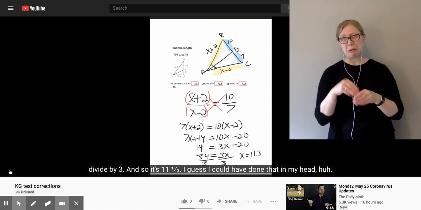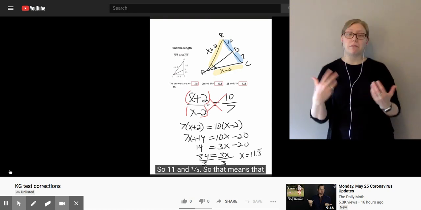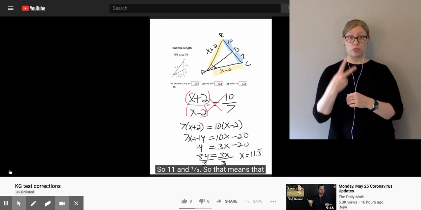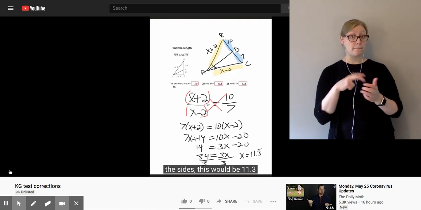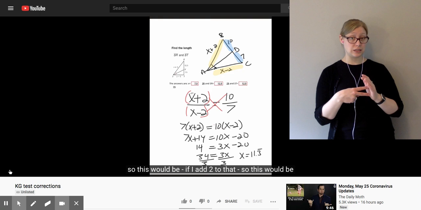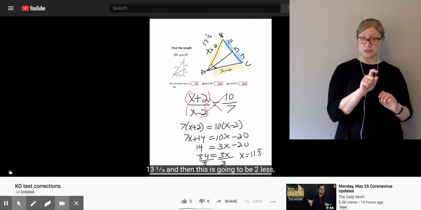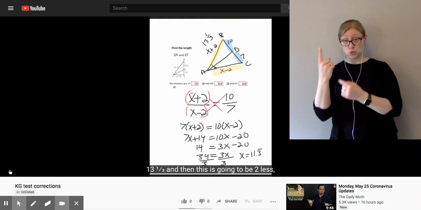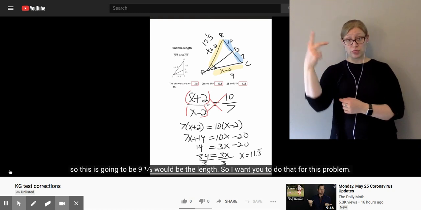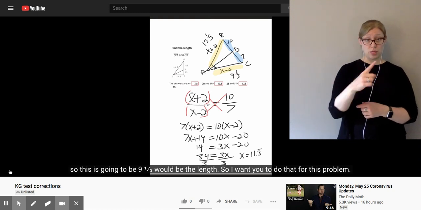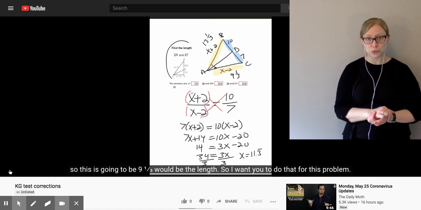I guess I could have done that in my head. So 11 1/3. So that means that the sides, this would be 11 1/3. So this would be, if I add 2 to that, 13 1/3. And then this is going to be 2 less. So this is going to be 9 1/3 would be the length. So I want you to do that for this problem.